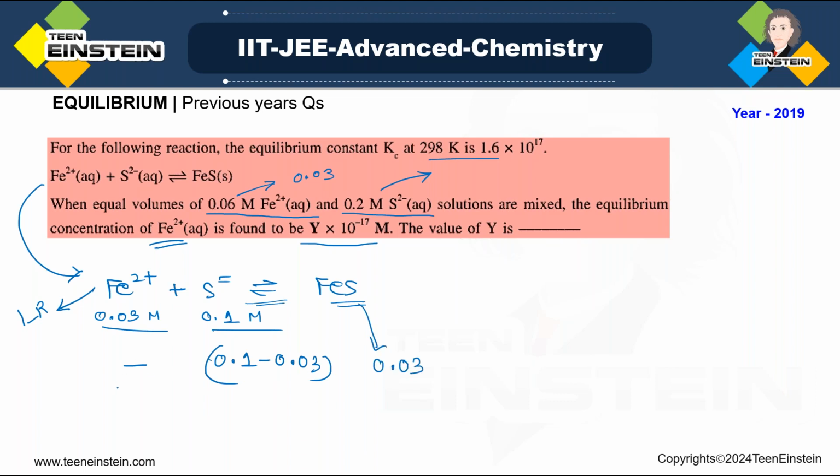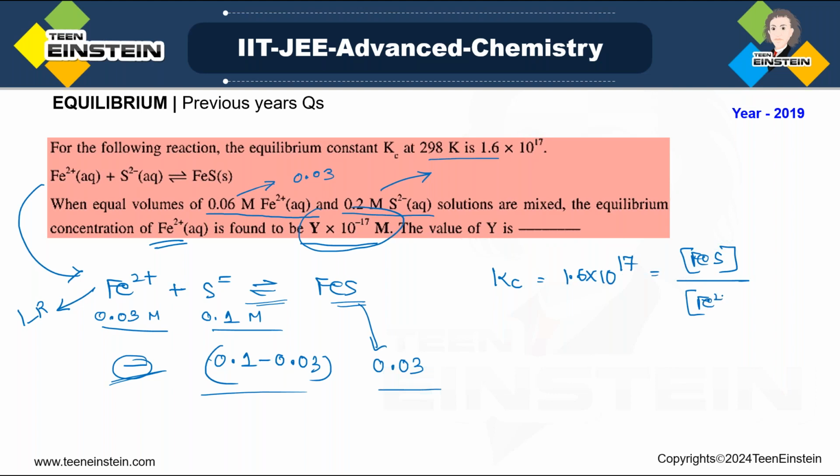But see, here we have written it because we have to write the expression of these two, but actually Fe2+, though we have written as dash, that is 0, will still be present, and its value is very, very low, and that value we are trying to find out. So you can write it as x. When we write the expression for Kc, which is 1.6 × 10^17, that is equal to the concentration of FeS divided by the concentration of Fe2+ times sulfide.